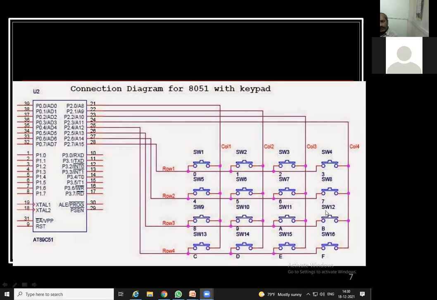म्हणजे 9, 10, 11, 12 पैकी सुद्धा कुठलंच की दाबलेली नाही. Then the next I will go for row 2. I will make this row 2 low, that is logic 0. And again checking column 1, column 2, column 3 and column 4. ही कुठला कॉलम 0 झाला आहे का? कारण जर की प्रेस असेल त्याच्यात तर लगेच तो कॉलम 0 होणार, बरोबर.